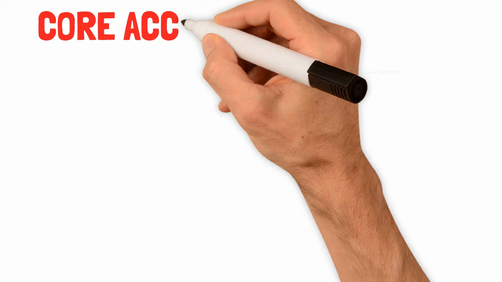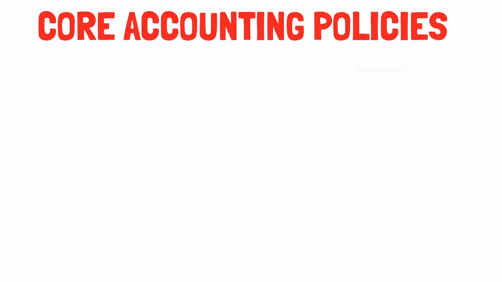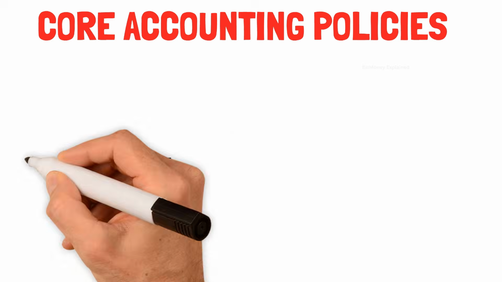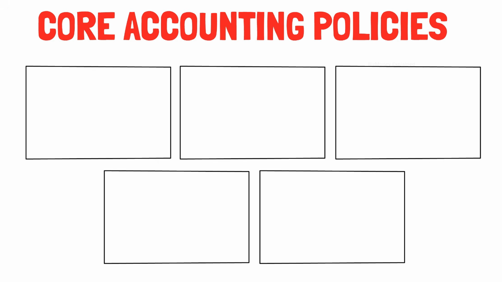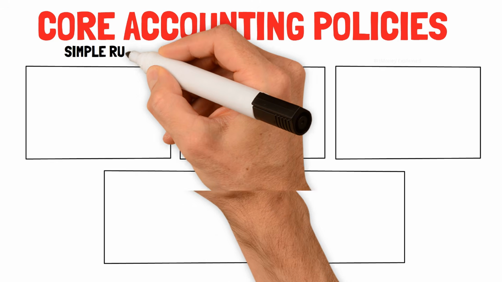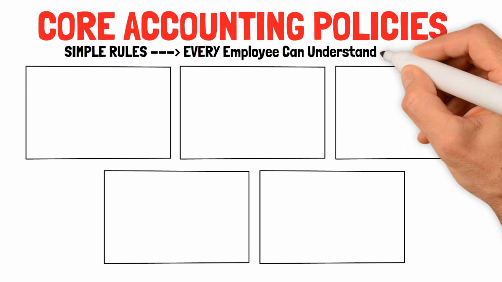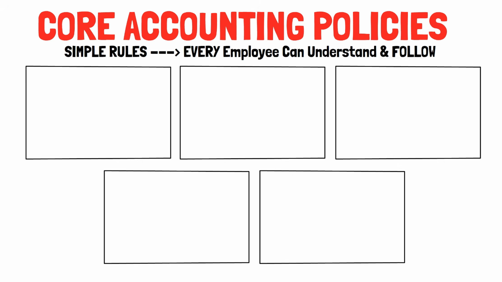Create your core accounting policies. Now that you have identified the financial activities in your business, the next step is creating clear accounting policies for each one. The goal is not to write a complicated manual. The goal is to create simple rules that every employee can understand and follow consistently.